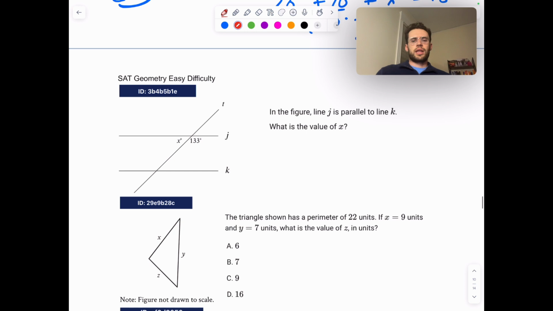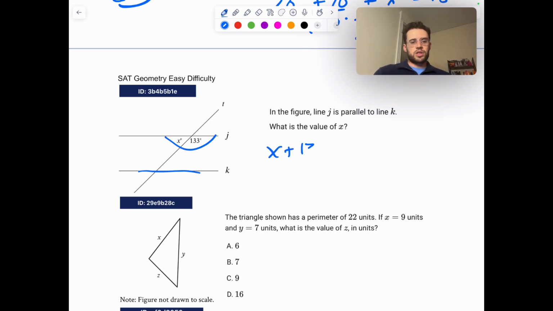In the figure, line J is parallel to line K. So we've got two parallel lines cut by this transversal T. What is the value of x? Well, with these ones, you actually don't even use line K at all. It's kind of just there as a red herring, but we've got a linear pair, right? These two add up to a line together, so they're going to be supplementary.